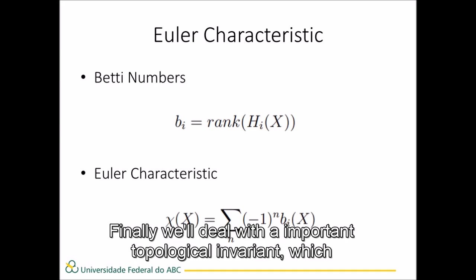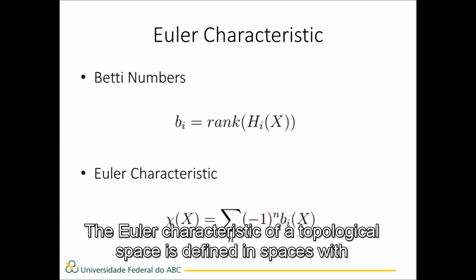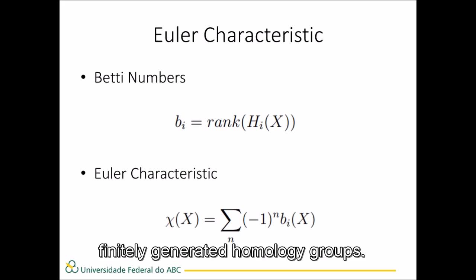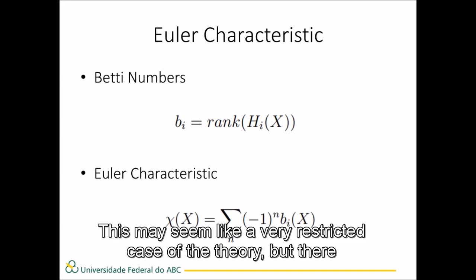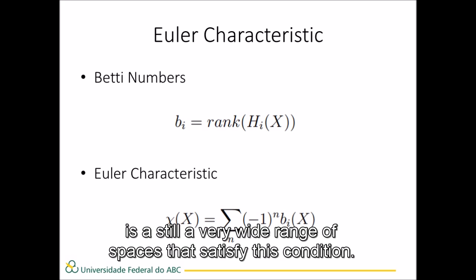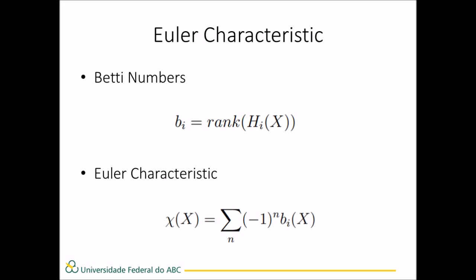Finally, we'll deal with an important topological invariant, which is the Euler characteristic. The Euler characteristic of a topological space is defined in spaces with finitely generated homology groups. This may seem like a very restricted case of the theory, but there is still a very wide range of spaces that satisfy this condition. For example, every topological manifold has finitely generated singular homology groups.